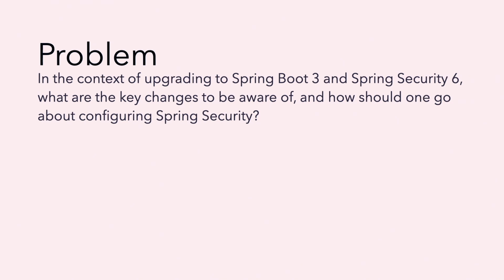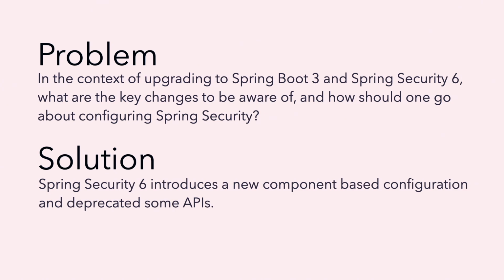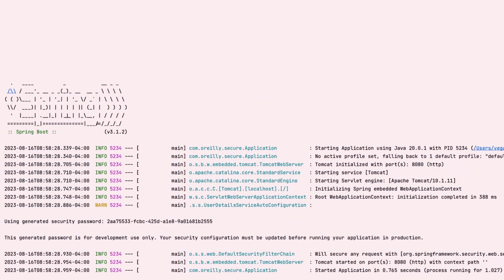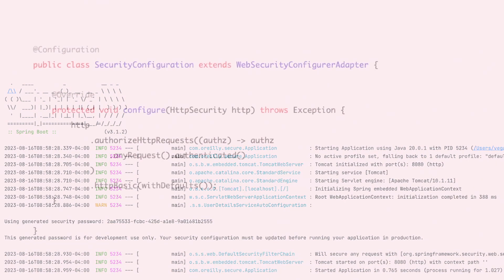One of the things there is we moved to Spring Security 6. So if you have Spring Security in your project, there have been some changes there. We also introduced some deprecated APIs, a new component-based configuration, and we'll talk about those really quickly. One of the things I love about Spring Security is we go ahead and add it to our project, whether we pick it from start.spring.io or we add the Spring Boot starter. And by default, Spring Security is going to secure everything in our application.